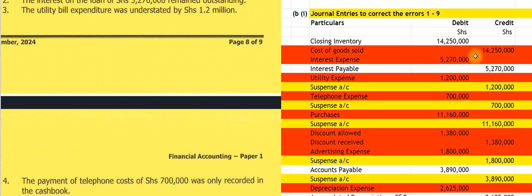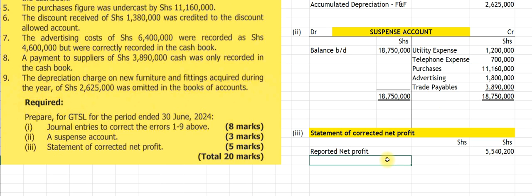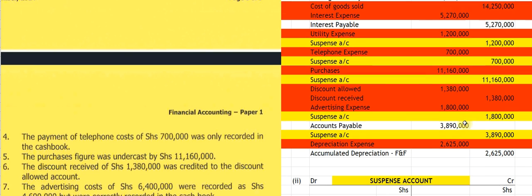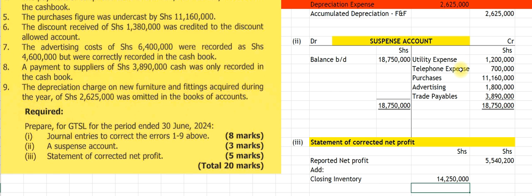So meaning that we have to add the closing inventory when correcting the profits. So this is going to be an addition. I've told you that by omitting the closing inventory, the cost of goods sold figure is overstated. And when you overstate the cost of goods sold figure, the profit reduces. So on correction, we have to increase our profits by adding the closing inventory. That closing inventory was how much? The closing inventory is 14,250,000. So that's going to be an addition.